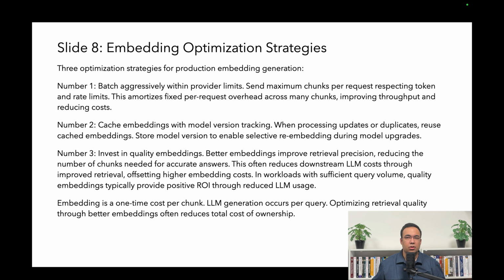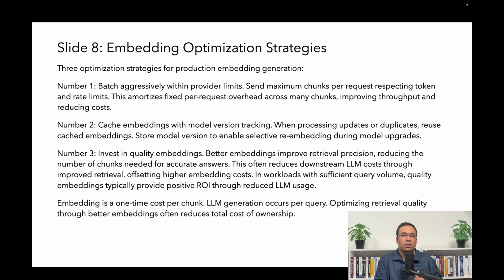Store the model version alongside each cached embedding so you can selectively re-embed when you upgrade models. This eliminates redundant API calls completely, which can save substantial costs in systems where documents are frequently updated or reprocessed.